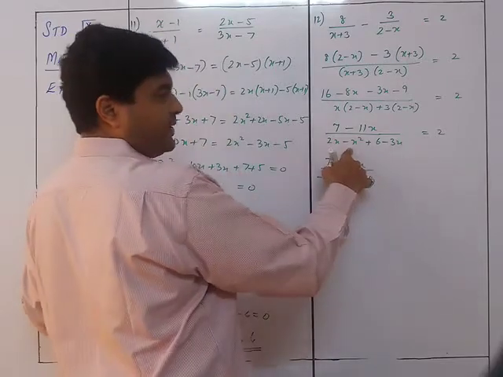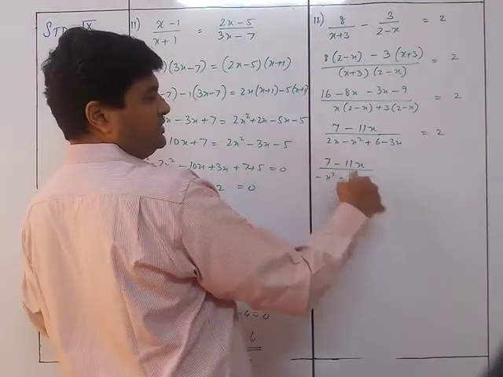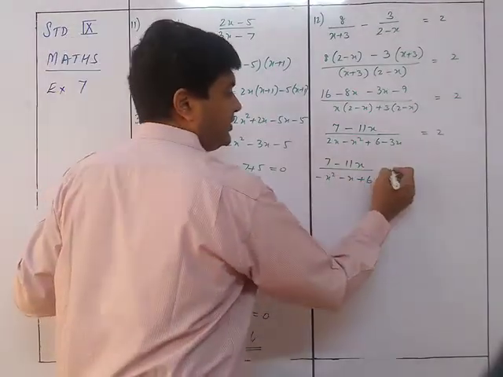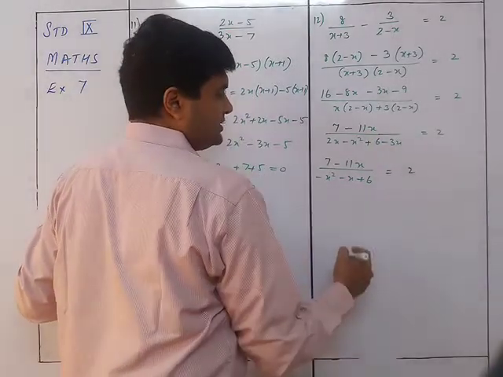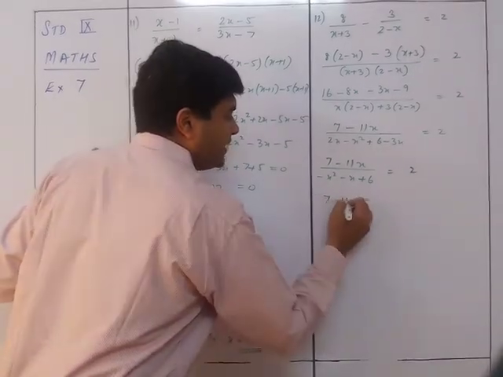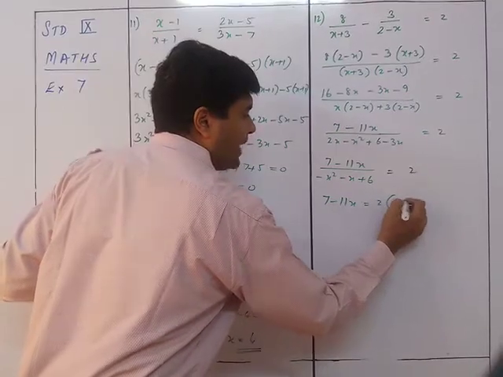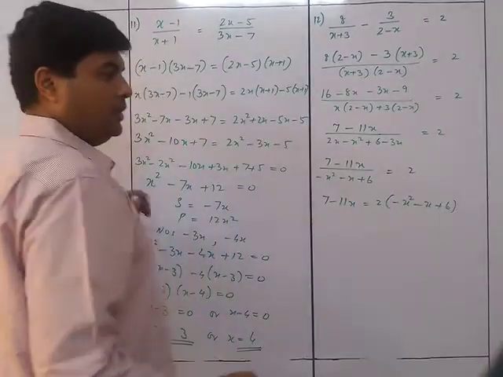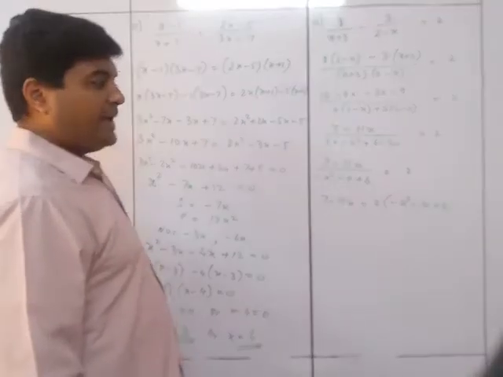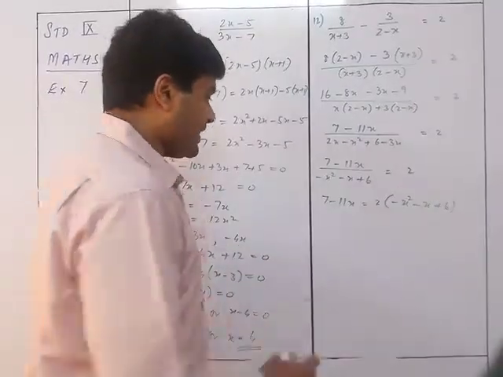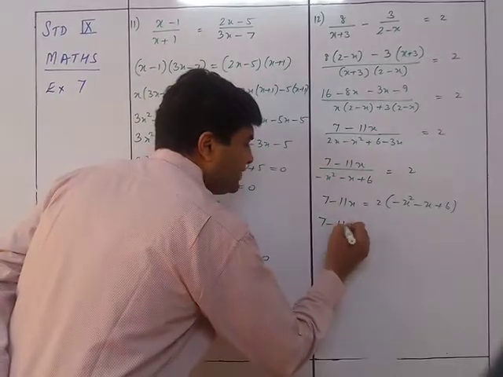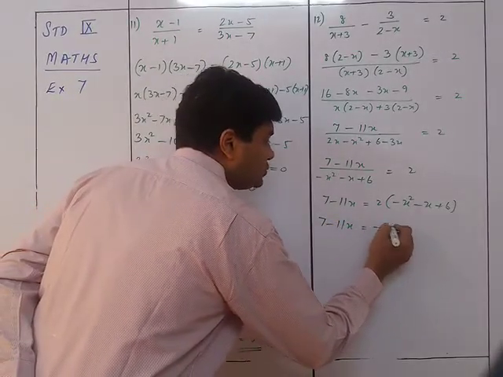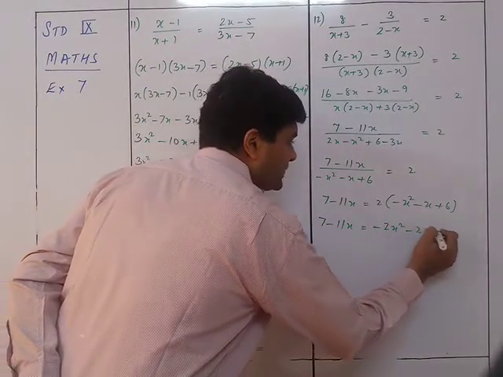You can see minus x square. This is minus 3 plus 2 is minus x plus 6 is equal to 2. You bring this on this side, you get 7 minus 11x is equal to 2 into minus x square minus x plus 6. Open the bracket. It will be 7 minus 11x is equal to minus 2x square minus 2x plus 12.